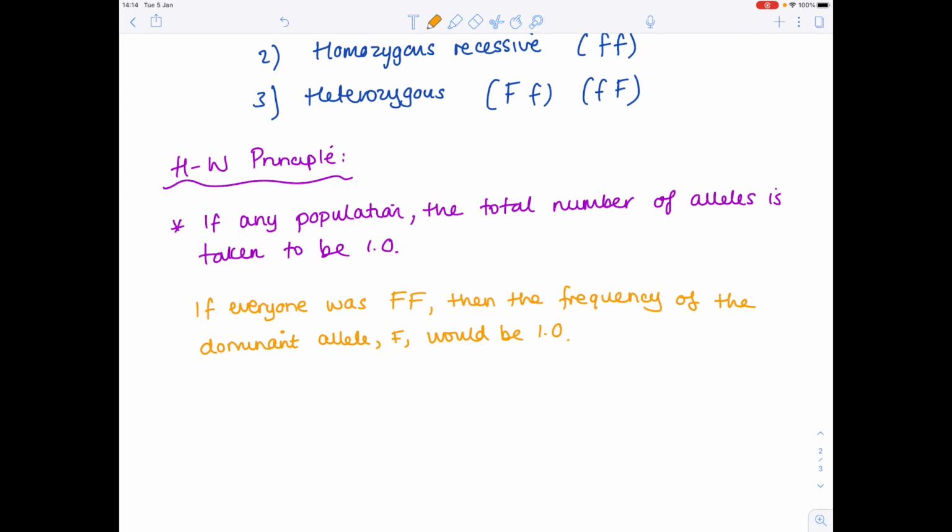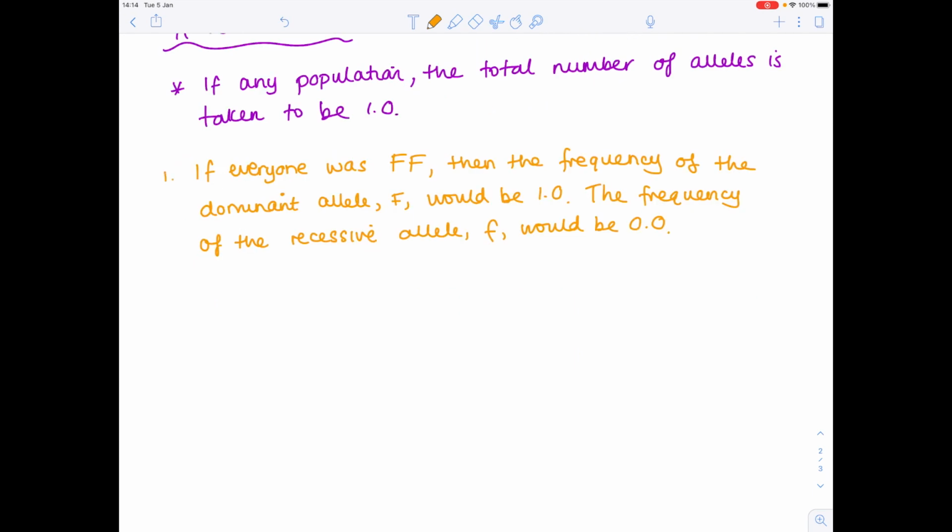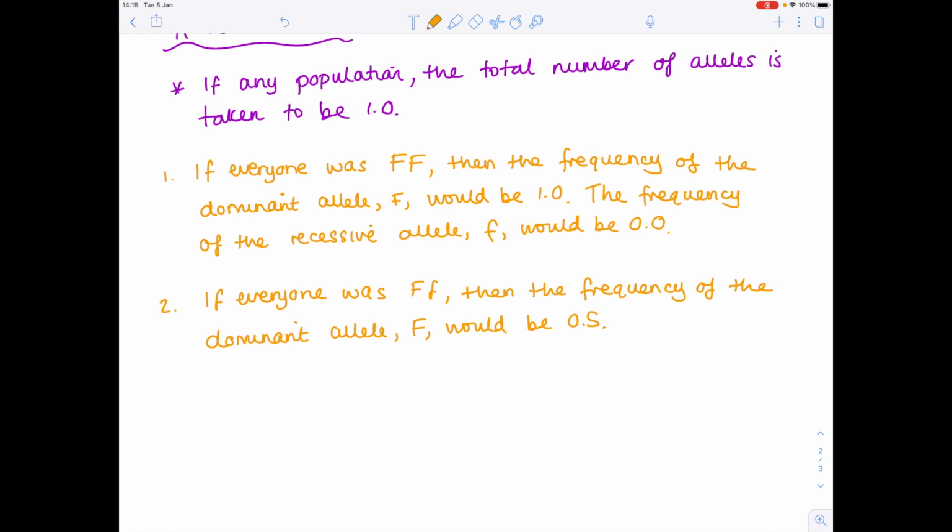And therefore it makes total sense to say that the frequency of the recessive allele lowercase f would be 0. How about we take a different scenario now, which is that we say that everyone in the particular population was heterozygous, so therefore had an uppercase F, lowercase f, and then we could make the following statement. The frequency of the dominant allele F would be 0.5, and it follows that the frequency of the recessive allele f would be 0.5.